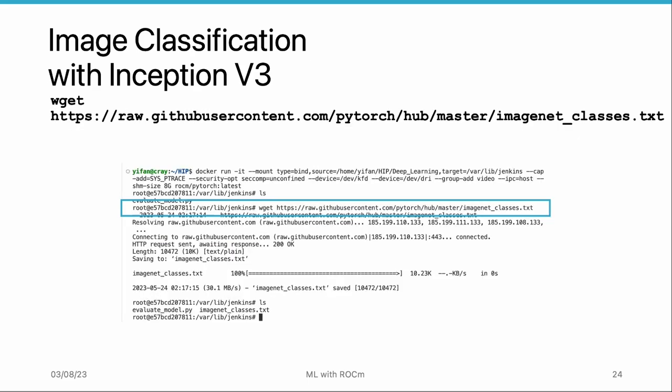Once we enter the interactive mode of the Docker container, the next step is to acquire the essential text file required for classifying images in the image classification example. This text file is crucial for mapping the output probabilities of the pre-trained Inception v3 model to their corresponding class labels. The command displayed on the slide, along with the provided link from a GitHub repository, will enable us to download the necessary text file.